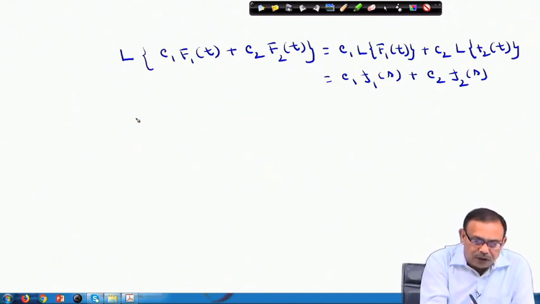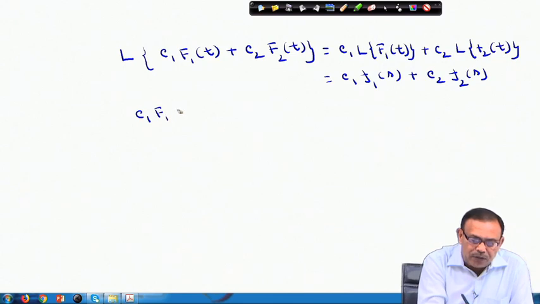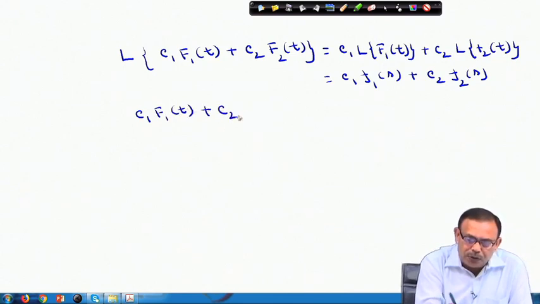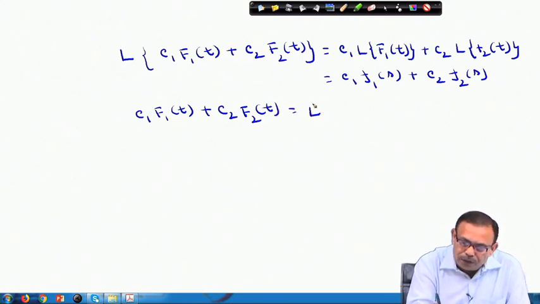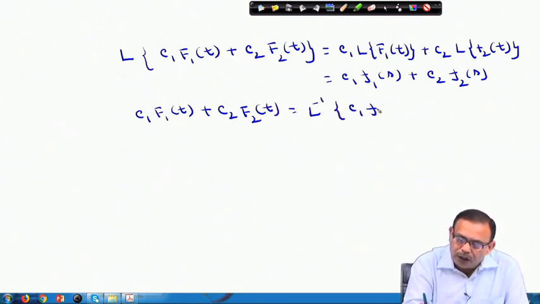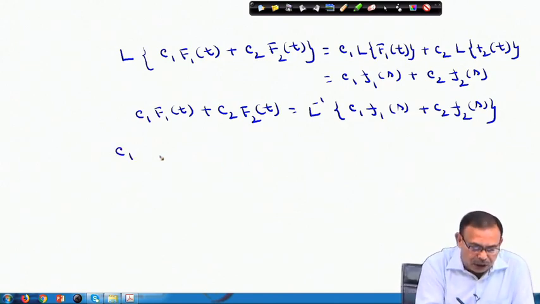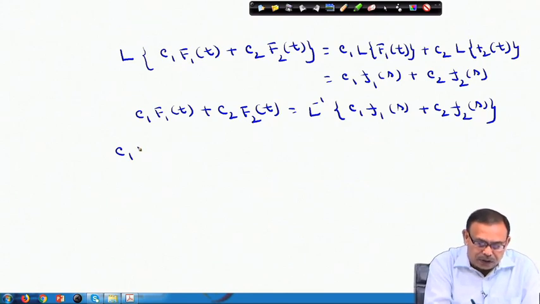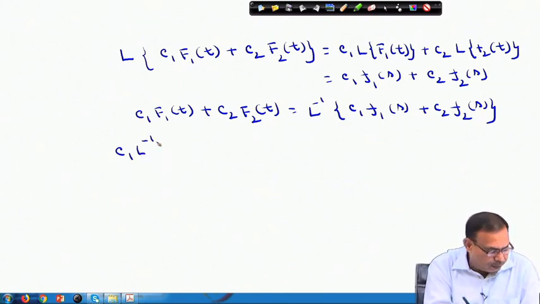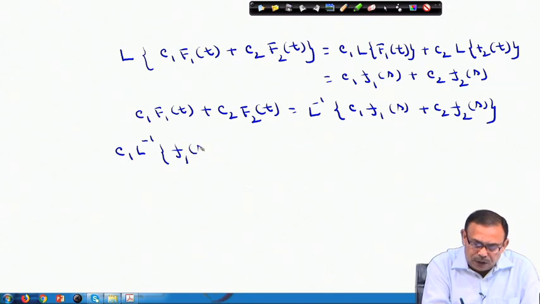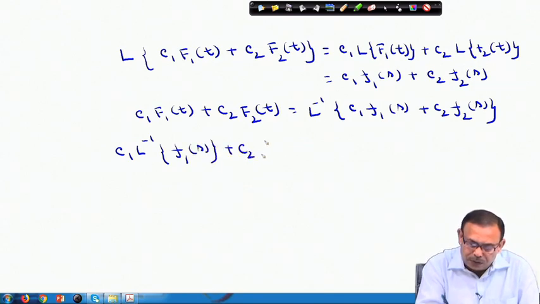So, we can write down this thing. Therefore, we can say that C1 f1(t) plus C2 f2(t) equals the inverse Laplace transform of C1 F1(s) plus C2 F2(s). This you can write down always, which implies that from here you can write down C1 into L inverse of F1(s), f1(t) we are writing, plus C2 into L inverse of F2(s).